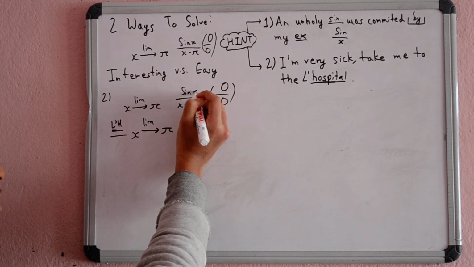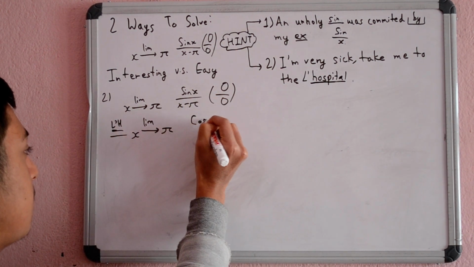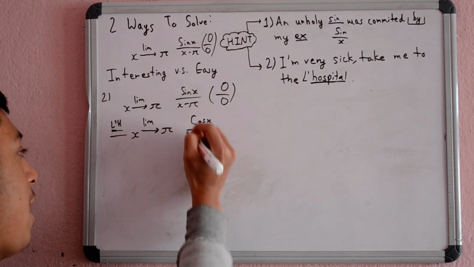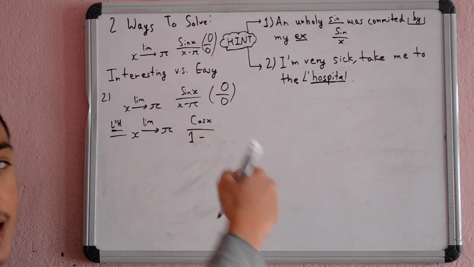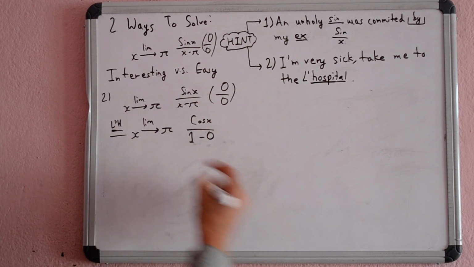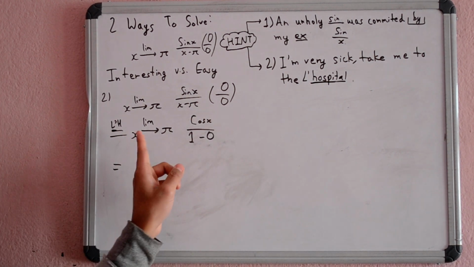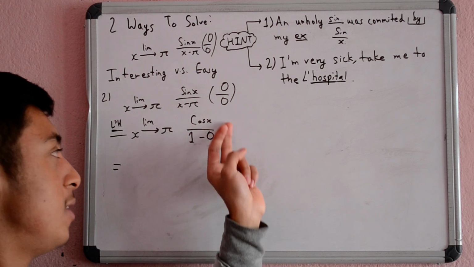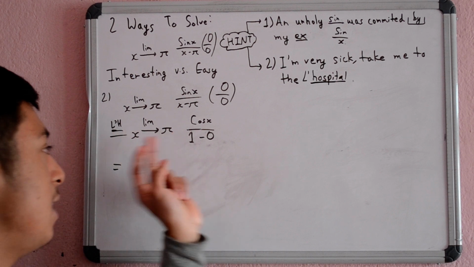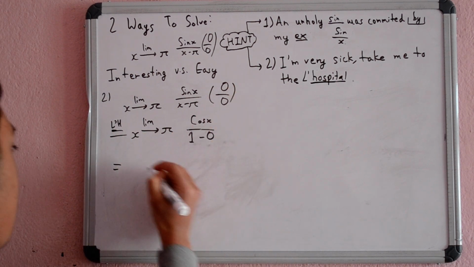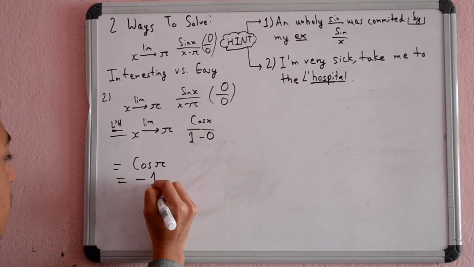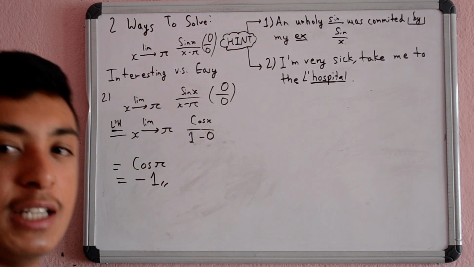So sine x, its derivative is simply cos x, and derivative of x minus pi. Well, x is 1, minus pi is just a constant, so it's 0. So we can just put the limit over here, because we have 1 minus 0, which is 1. That means we just have cos x, meaning we can just simply put pi over here. This gives cos pi, and cos pi is just minus 1, which proves our previous answer.